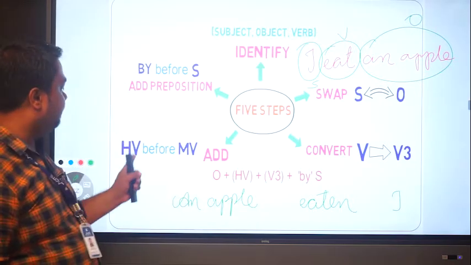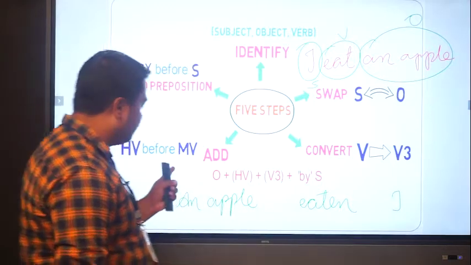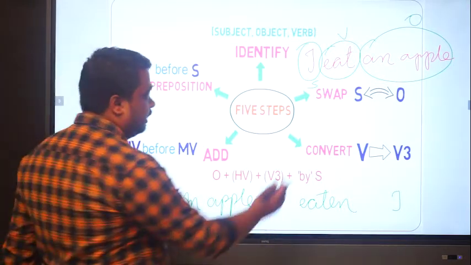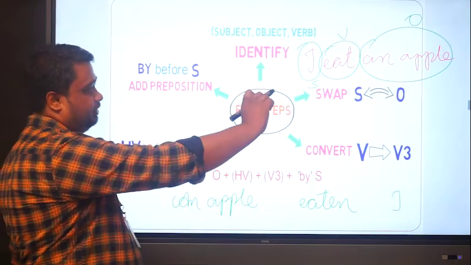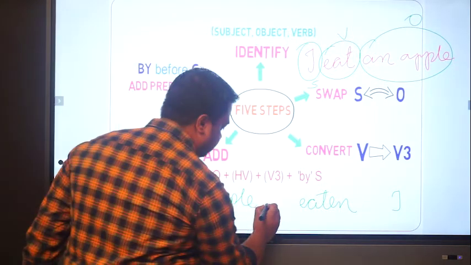So, add helping verb before main verb. Here the main verb is eaten, right? So, I'm just adding a helping verb. The sentence is in simple present tense. I eat an apple. So, I have to add is.